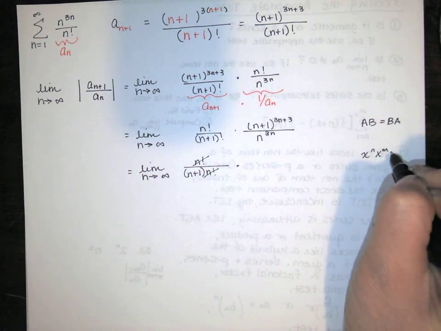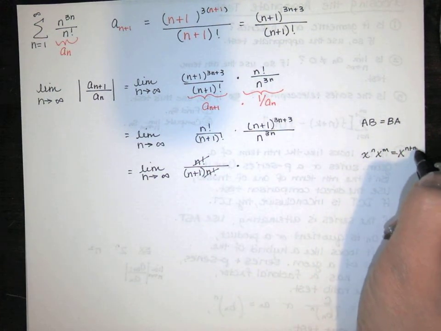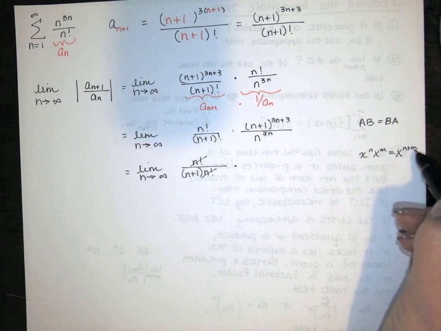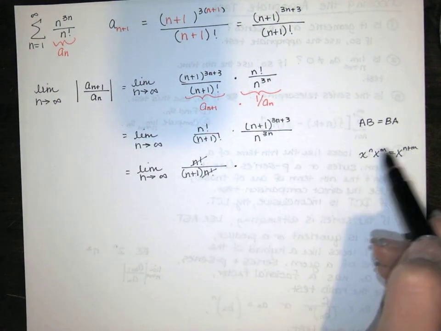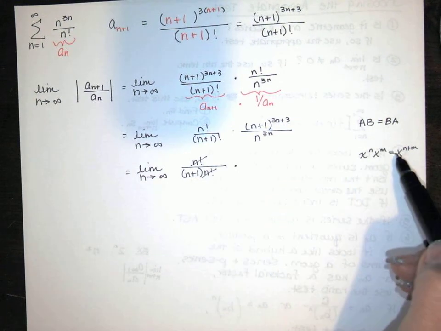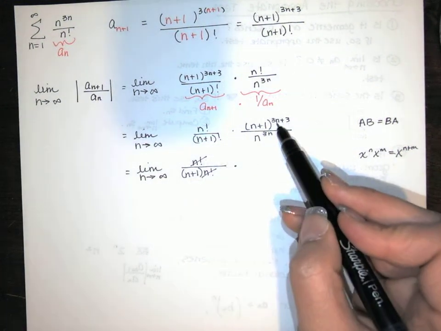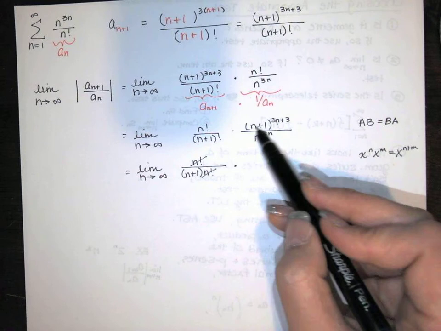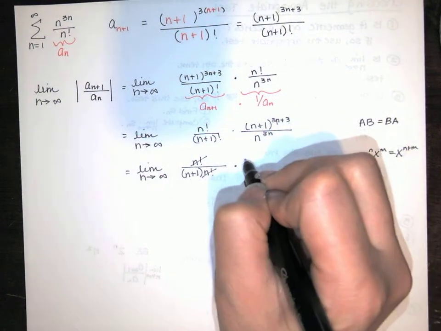Now over here, I want to use my exponent properties again. If I have x to some power times x to a different power, well, we can add the exponents. We can also use this rule backwards. So if I have n plus 1 to the 3n plus 3, I can call that n plus 1 to the 3n times n plus 1 to the third, using this rule in reverse.